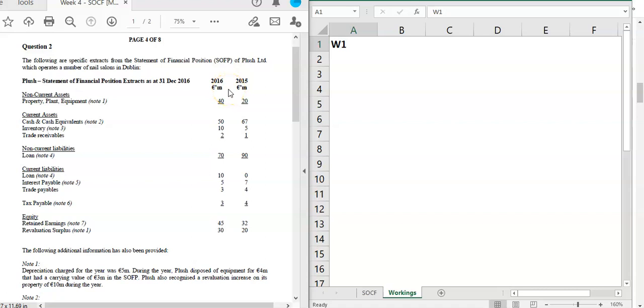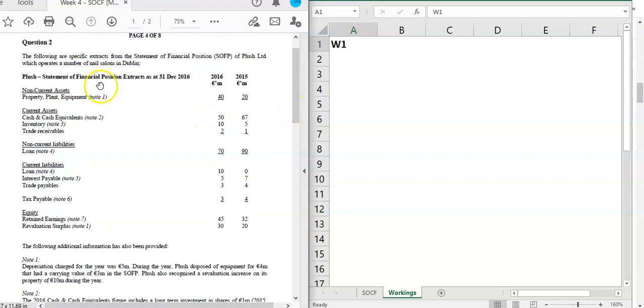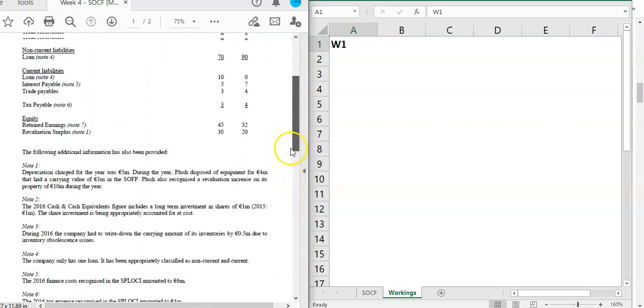In this week's tutorial, we're going to look at another question on IAS 7 statement of cash flows. But the reason I chose this one this week is it's a past exam question, but it's slightly shorter than the other one and it's laid out slightly differently in that you're given the statement of financial position for Plush for both years, but you're actually not given a statement of profit or loss. So there's a different setup to this question.